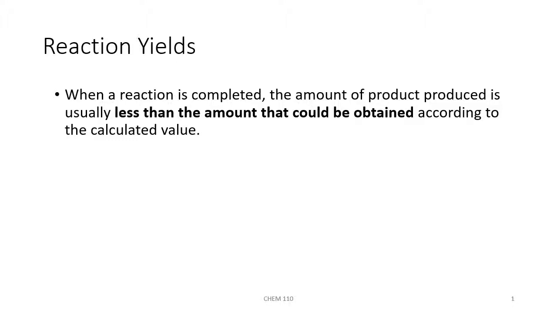Reaction yields, or percent yield, tell us how well a chemical reaction went. It tells us how much product was made compared to how much product could have been made in theory. Usually when we go in the lab and do an experiment, we never make the amount of product that we could in theory. It's always a little bit less than what we would expect.